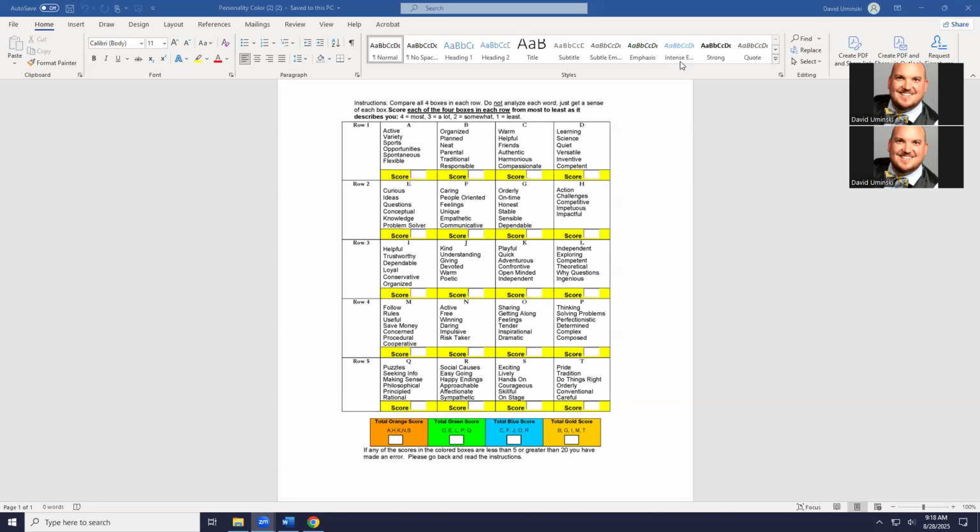All right, so we're going to go ahead and get started, pick up where we left off yesterday, our last class. We are going to do a personality assessment. It's one of my favorites. It's called the four colors.